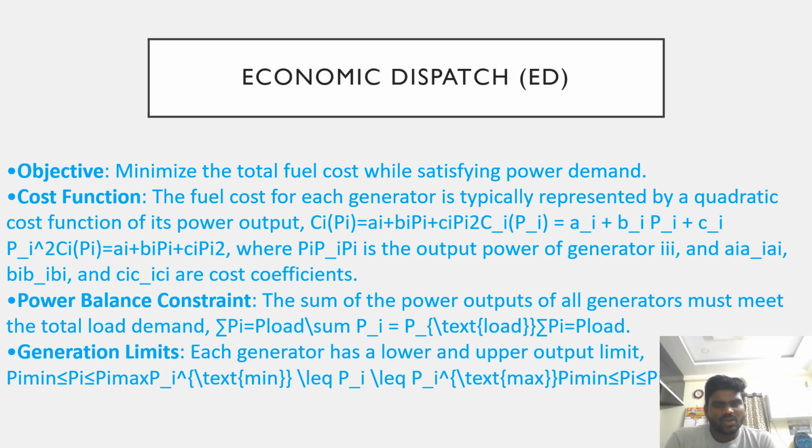So P load is equal to the sum of the Pi. The generator limit: each generator has a lower and upper limit. So P min is less than or equal to Pi and less than or equal to P max. This is the power generation limit.